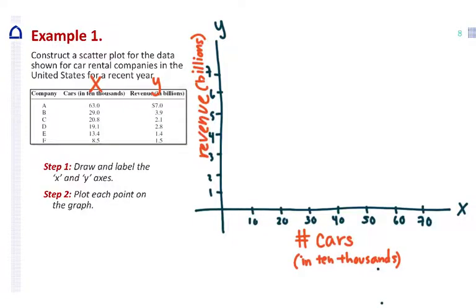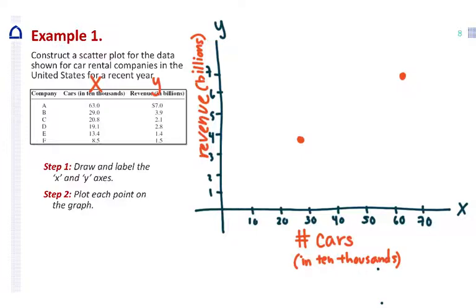Okay, so I labeled the axes. Let's try to put the dots. So each company is going to be a dot. Company A, 63 and 7 billion. So that's about right here. Company B, 29 and 3.9 billion. So that's about right there.